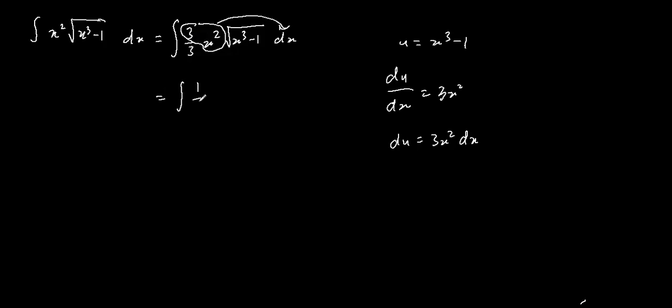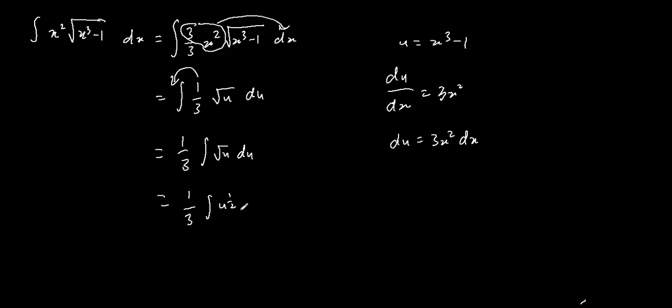The integral of 1/3. Okay, and this becomes, okay, this is u, so the square root of u du. Yeah? Now this 1/3 I can bring back out. Then I have 1/3 times the integral of the square root of u du. Now, let's see, this is u to the 1/2, right? 1/3 times the integral of u to the 1/2 du.